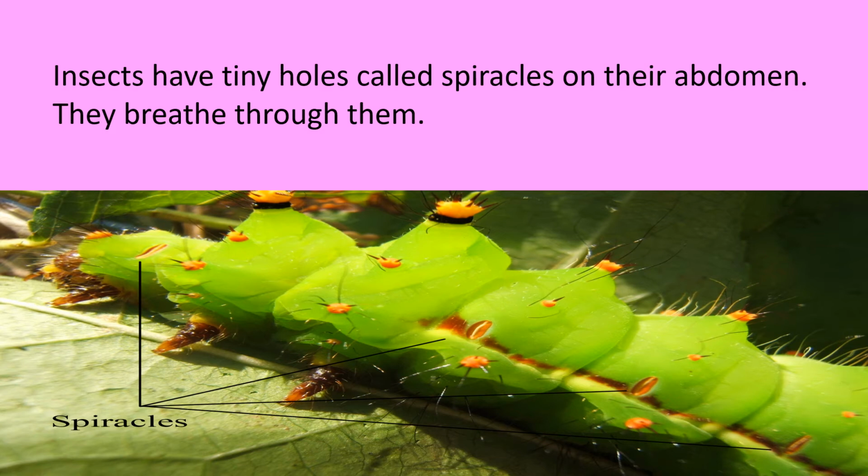It is responsible for delivering sufficient oxygen to the cells of the body and for removing carbon dioxide that is produced as a waste product of cellular respiration. The respiratory system of insects is separate from their circulatory system. So insects breathe with the help of spiracles.